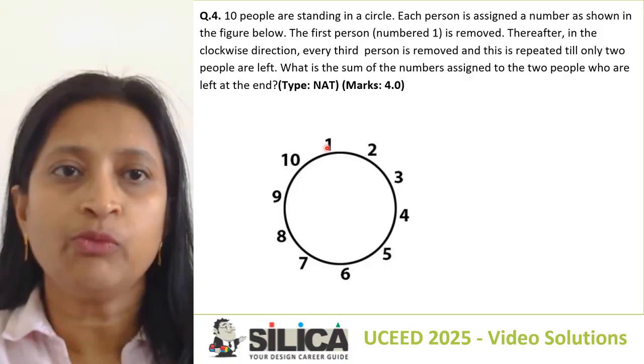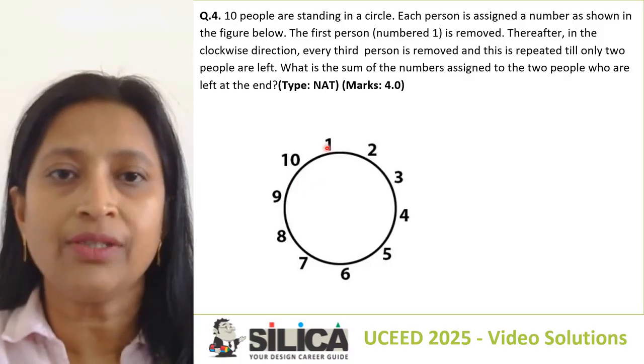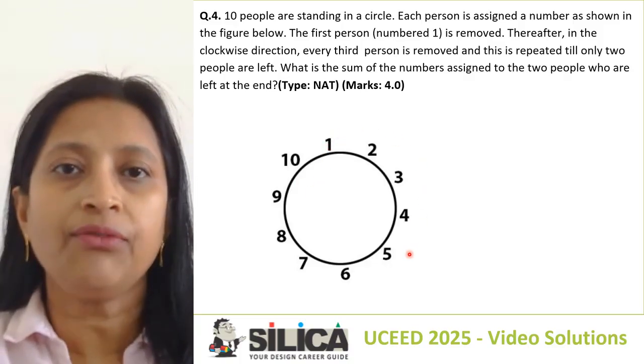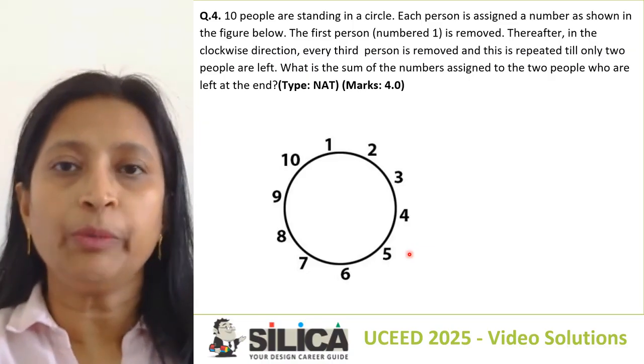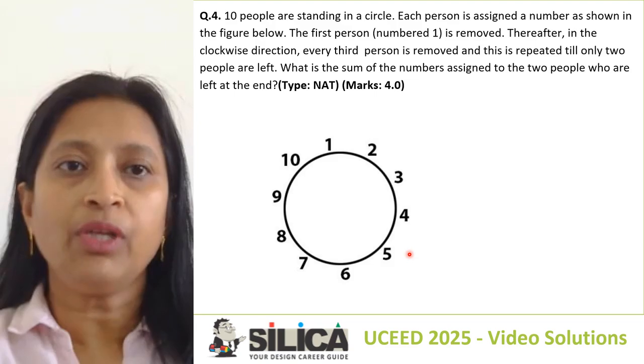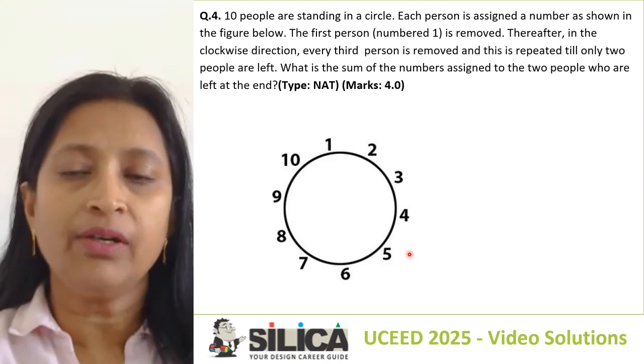So this person is removed. Thereafter, in the clockwise direction, that means in this direction, every third person is removed. And this is repeated till only 2 people are left. What is the sum of the number assigned to the 2 people who are left at the end?